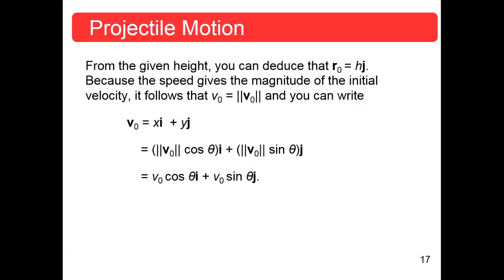From the given height, you can deduce that r sub 0 is h j. They call it h, that's fine. Because the speed gives the magnitude of the initial velocity, it follows that v0 is equal to the magnitude of the initial velocity. So you can write, v0 cosine theta i plus v0 sine theta j. That's your initial velocity. Okay.